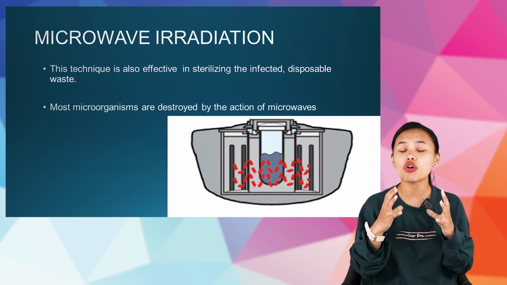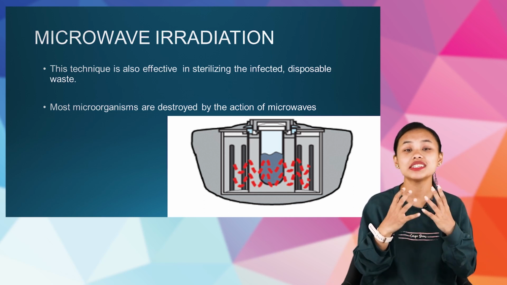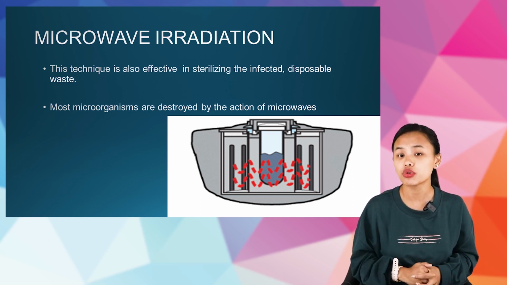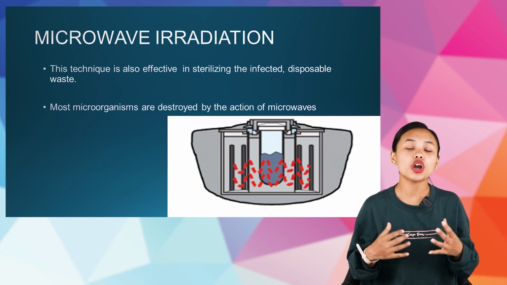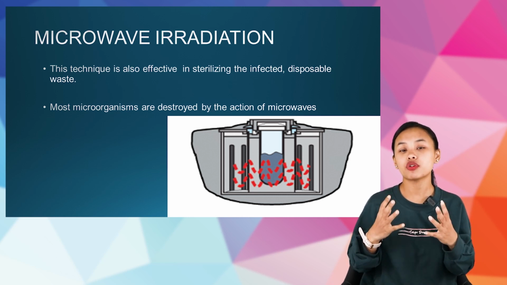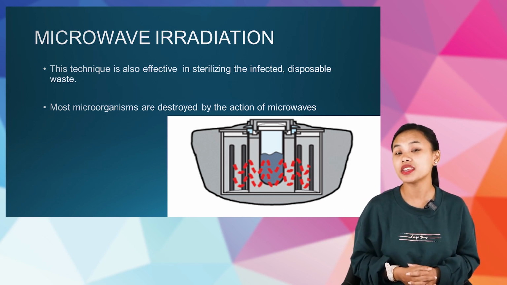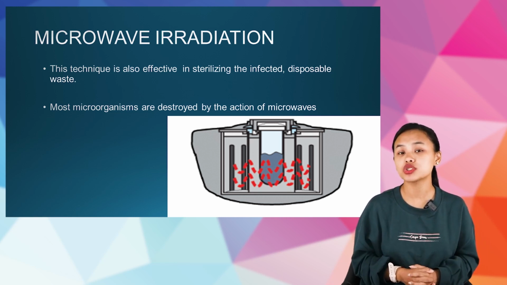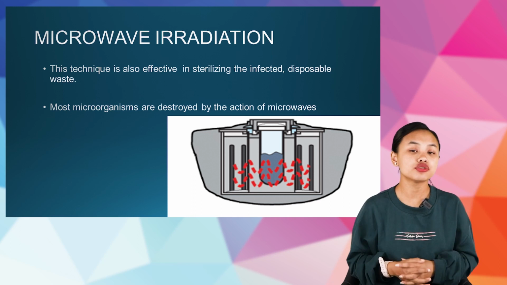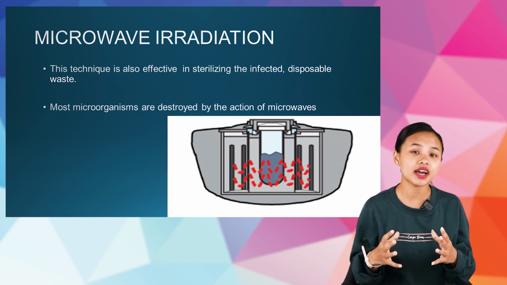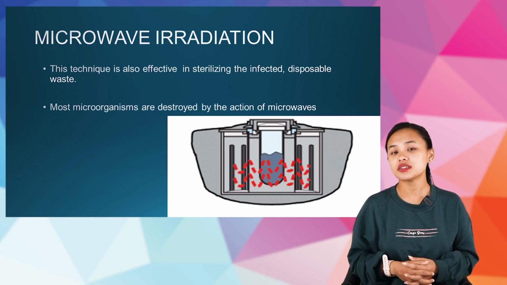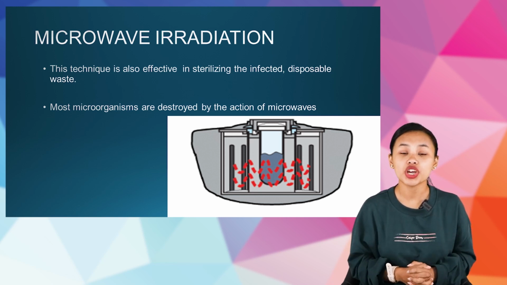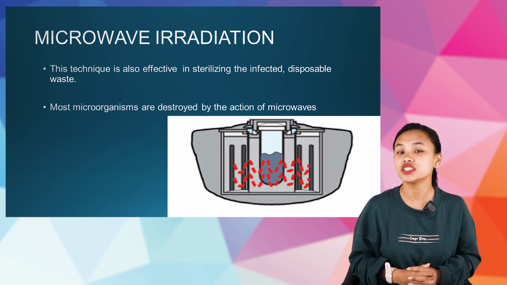This technique is also very effective in sterilizing the infected or even the disposable waste, and it is the same as autoclaving or hydroclaving. And why do we do this? We do this because most of the microorganisms will easily be destroyed by the action of the microwave. So microwave irradiation is similar to autoclaving or hydroclaving. The only difference is that here most of the microorganisms will easily be destroyed, and it is also one of the methods which helps in sterilizing the infected or the disposable waste.